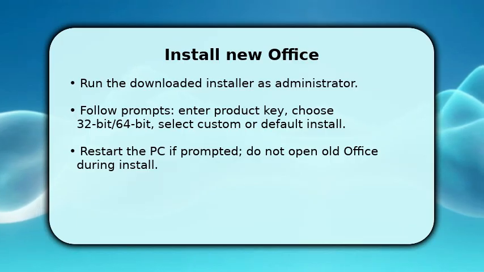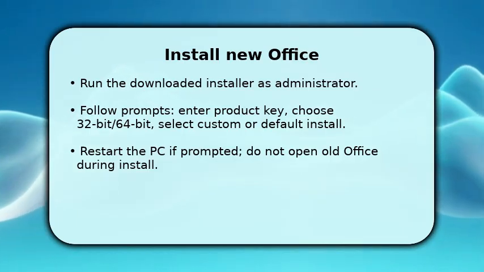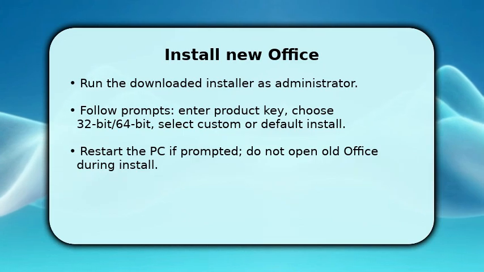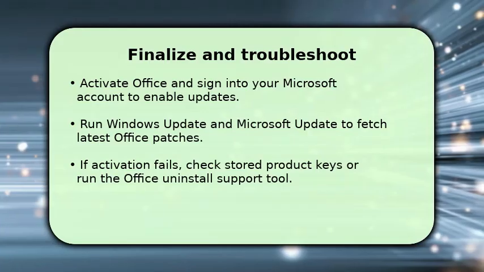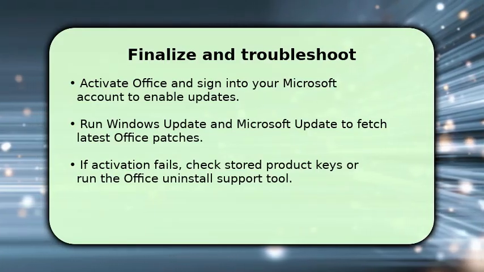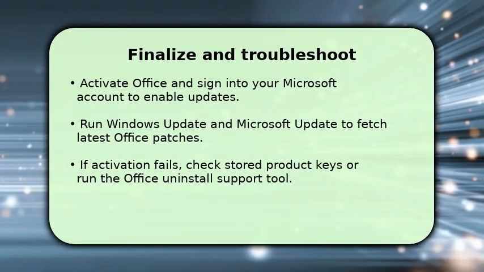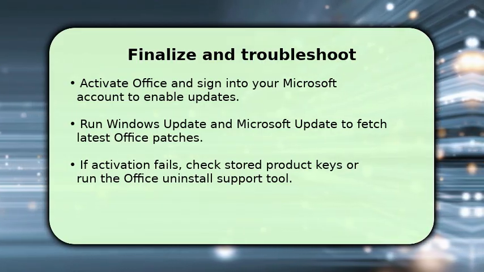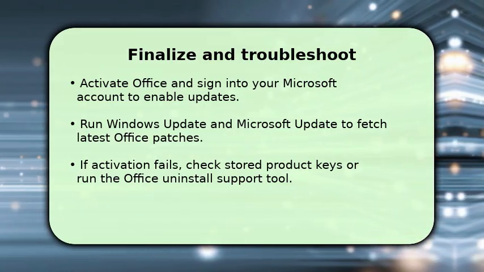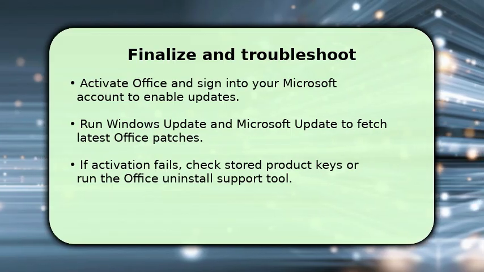That completes file registration and removes lingering Excel 2010 components, so the new version functions without conflicts. You finish by activating Office, sign into your Microsoft account, and confirm the license so updates can flow. Then run Windows Update and enable Microsoft Update to download the latest Office patches. This ensures security and feature updates.